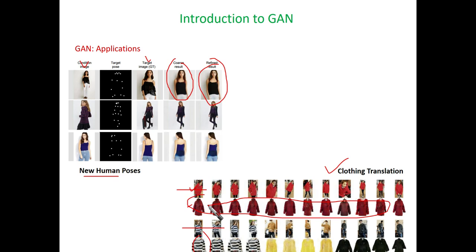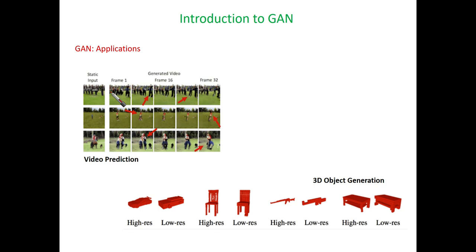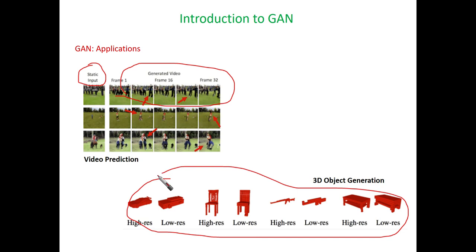There are other kinds of applications, for example, video production. You give this kind of input, and then it produces different frames based on that. There are different interpolation mechanisms to do so, but the GAN can also produce this kind of thing. GAN can even generate different kinds of objects. So these are some of the GAN applications.